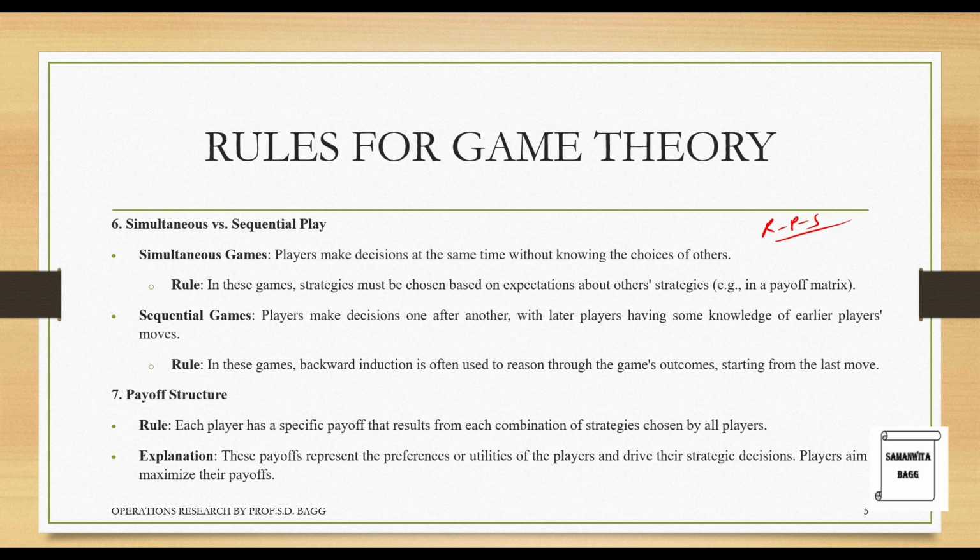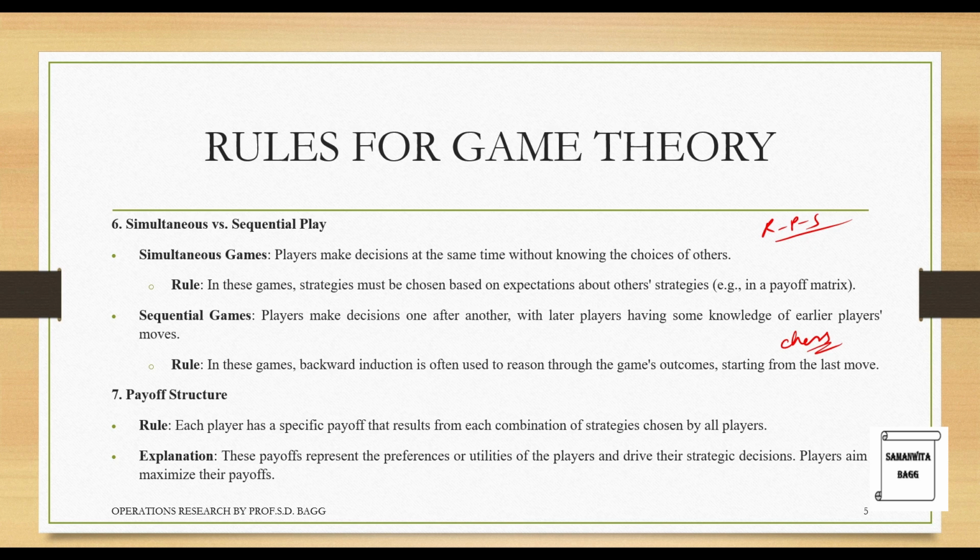Sequential games: players make decisions one after another, with later players having some knowledge of earlier players' moves. In these games, backward induction is often used to reason through the game's outcomes starting from the last move. For example, chess. Chess is something which you play sequentially, move after move. So once you go backward, you can also think of what the player has done and what he may do. So you can have an anticipation of the further game.